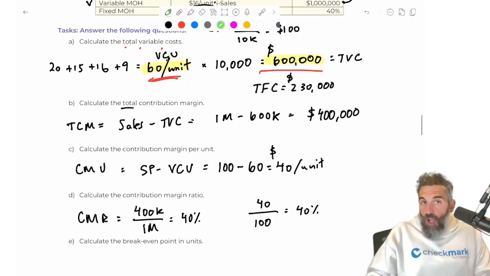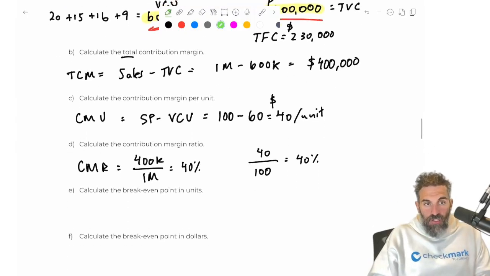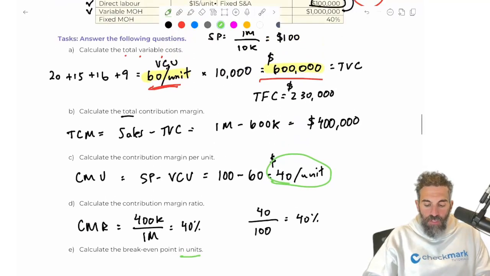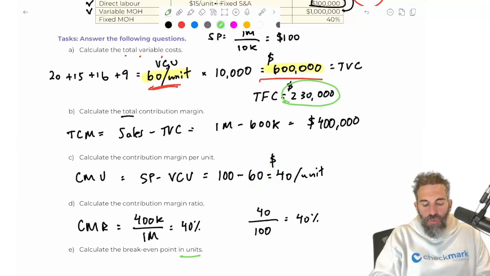Now, on an exam, they're not going to ask you the questions in this way, right? They're probably just going to start off with break-even point. But in order for you to find the break-even point in units, you need your CM per unit and you need your total fixed cost. So to find your CM per unit, you had to have found the variable cost per unit. So this is where having your formulas memorized is going to be very useful.